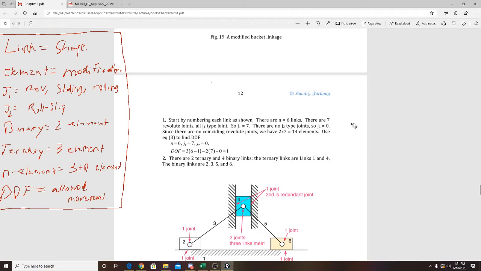So I'll do it again. L, E, J1, J2. And do be careful though, this one is a little trickier because we do have sliders. So you do have to count things differently. So L, E, J1, J2, B, T.